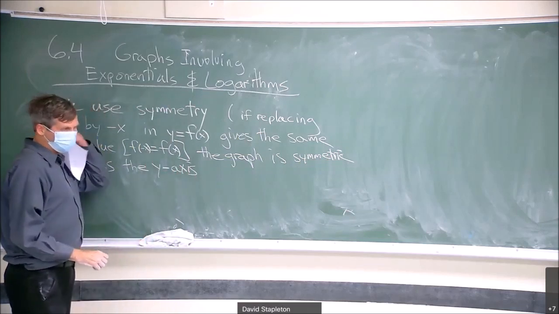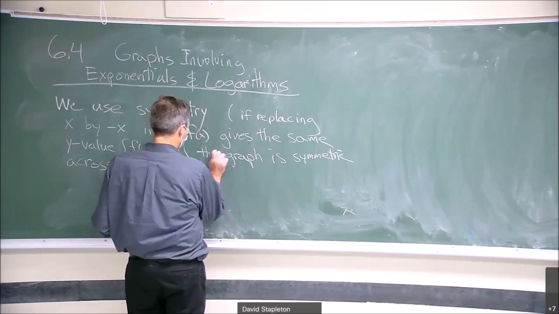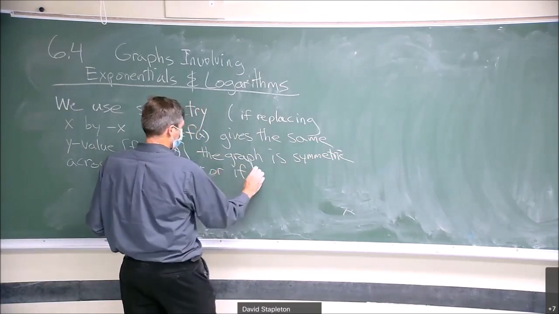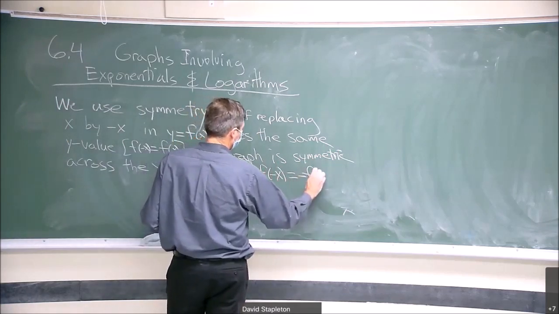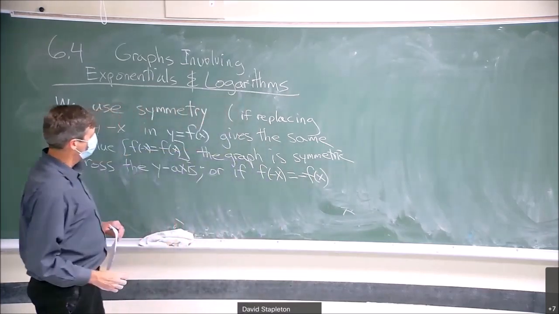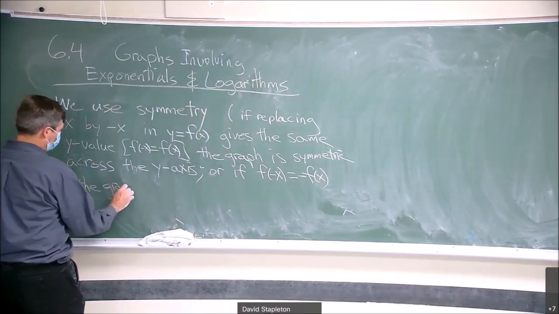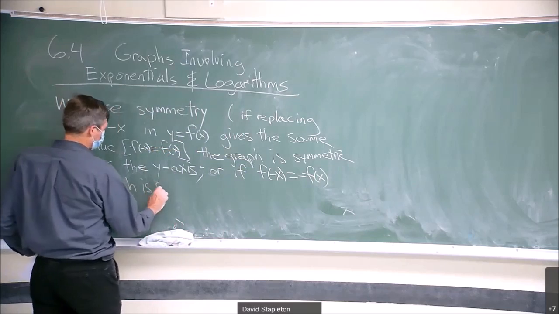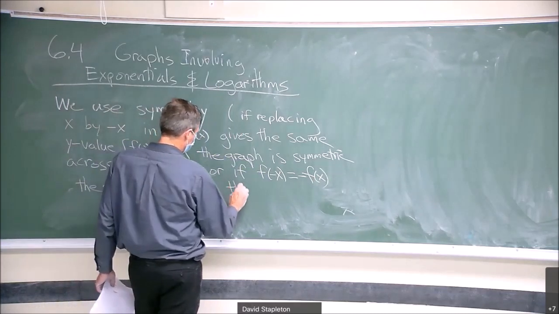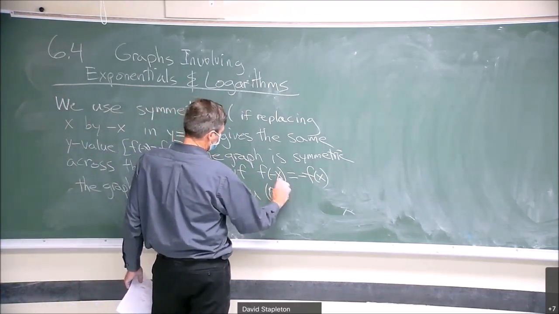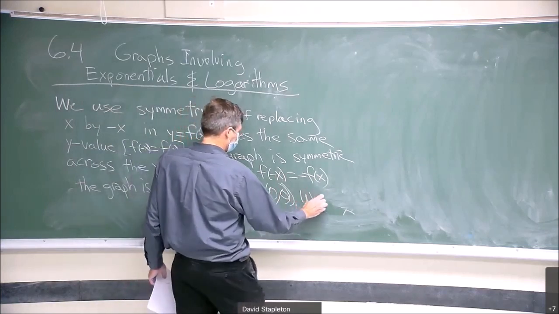Similarly, if we replace x by minus x and y by minus y, so that f of minus x equals minus f of x, then the function is odd. And the graph is symmetric to the origin. This is not a big point. I put it first, but it's not a big point. But you can look for those symmetries on some of the problems.